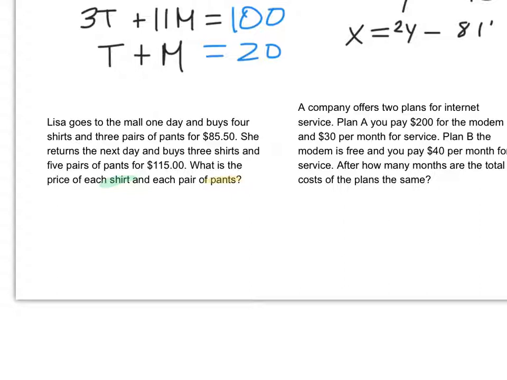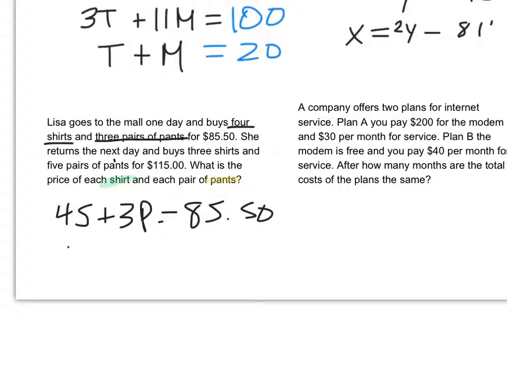These ones y'all are pretty good at because we kind of just read through the problem. So 4S and 3P equals my total of $85.50. And then I have 3S plus 5P equals 115. And I want to know, whoops, that's not 100. I want to know where she gets all this money. All right, and we would solve that guy by elimination.